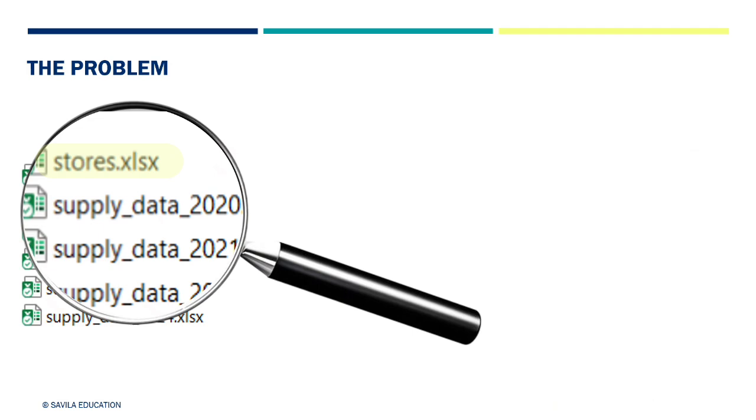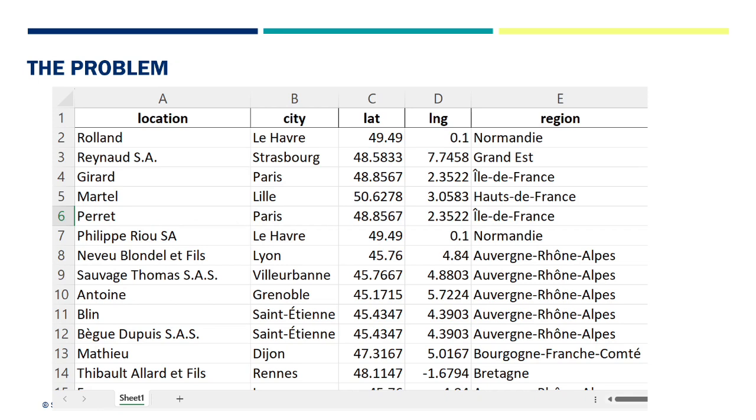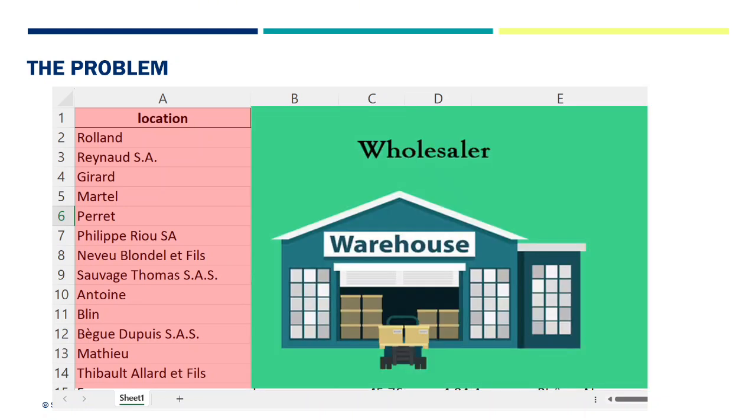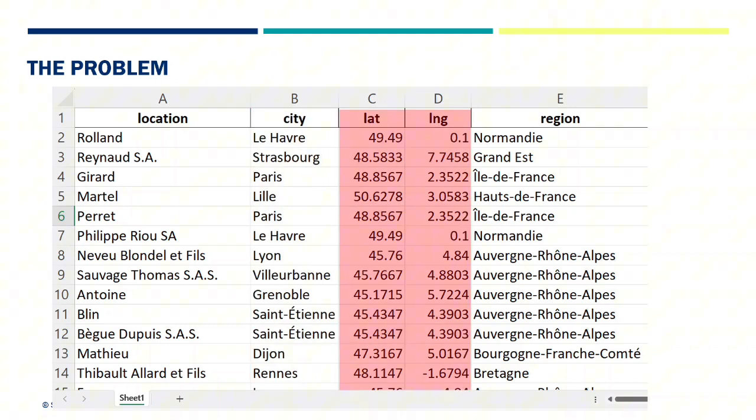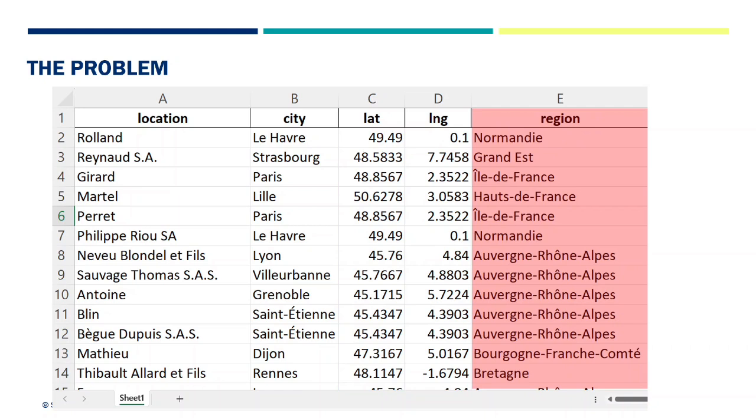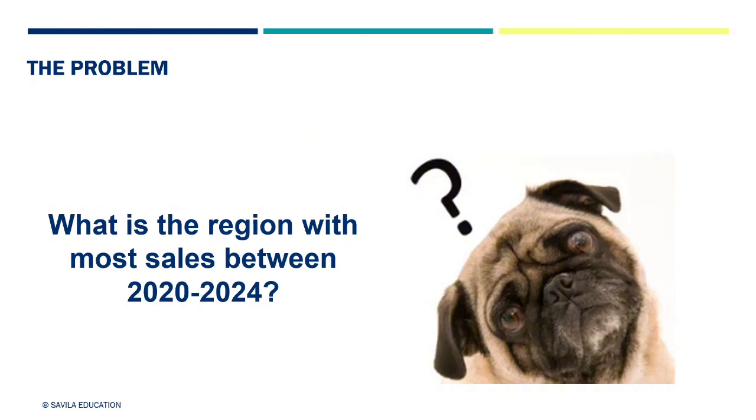Now, let's zoom in on the store file and see what we have here. We have information on the different wholesalers. Again, we have the column location, which is just the name of the wholesaler. As a reminder, these are names of wholesalers. Then we have the city in which they are located. These are cities in France. We have the specific coordinates of these cities and the region in which they are located, which is an important source of information, because remember, we're trying to answer what is the region with the biggest amount of sales. So this is our question.